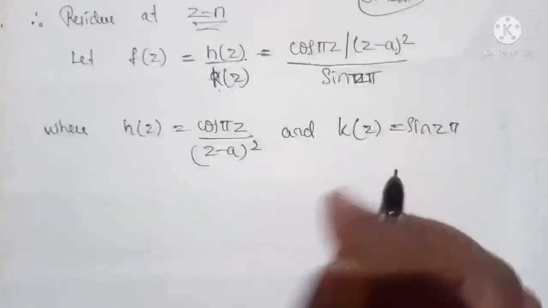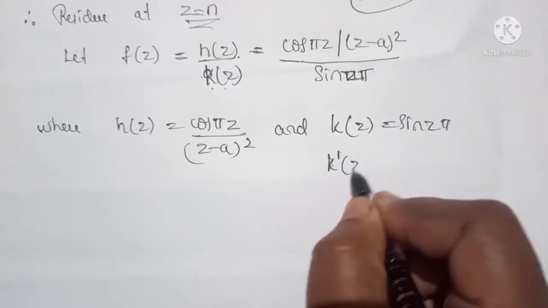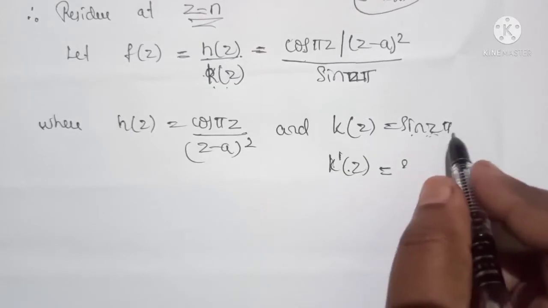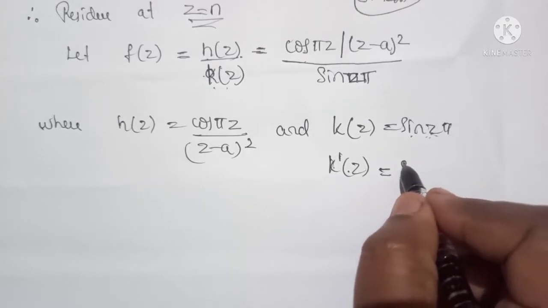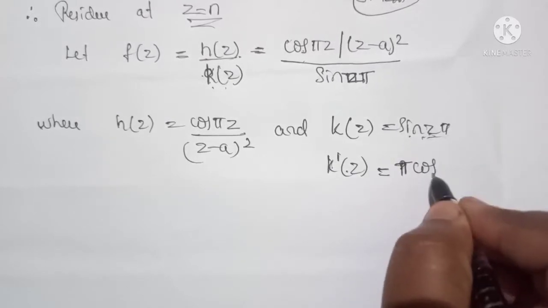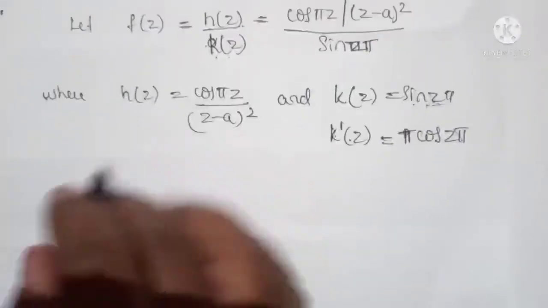But in the answer we need k dash of z. Therefore k dash of z equals sin pi z differentiation. Differentiation of pi z is pi, and sin differentiation is cos, so k dash of z equals pi cos z pi.